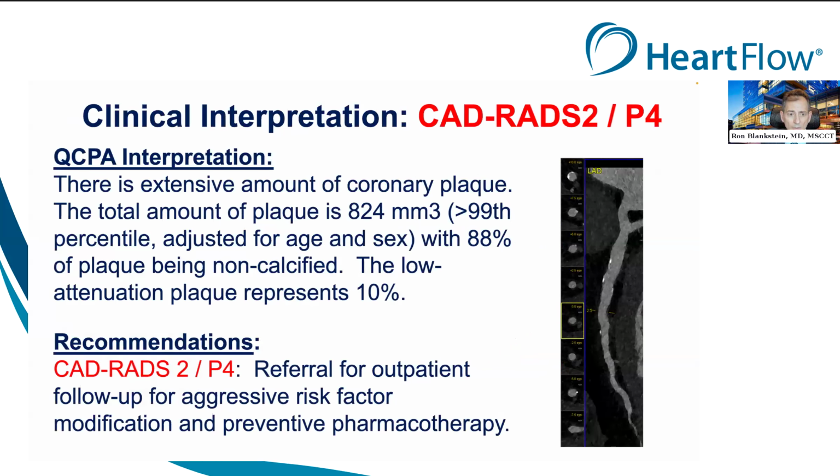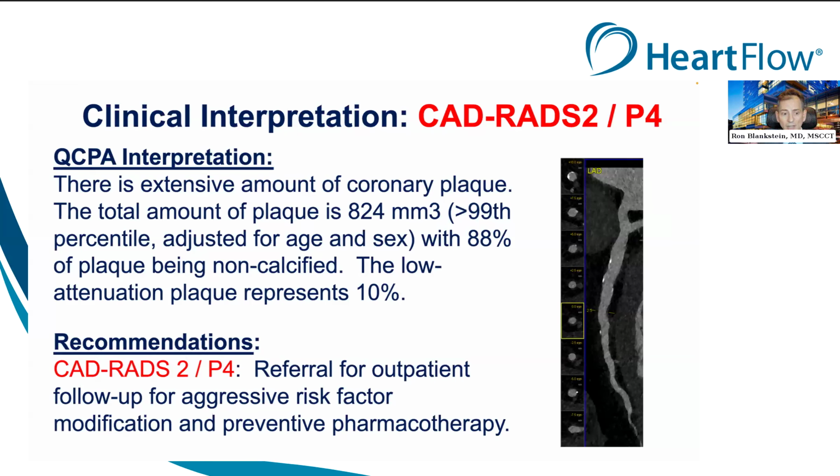So how do we put this all together? How do we interpret this case? So our interpretation in the report is as follows. There's an extensive amount of coronary plaque. The total amount of plaque is 824 cubic millimeters. We indicated in parentheses that this is greater than the 99th percentile adjusted for age and sex, with 88% of the plaque being non-calcified, and the low attenuation plaque represents 10%.